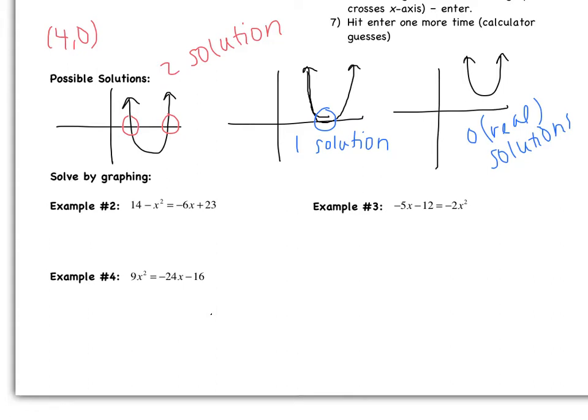Okay, so let's go to example 2 then. So step 1 is make sure that your equation is set equal to 0. So first thing I want to do is add x squared to both sides and subtract 14. Okay, so I have 0 equals x squared subtract 6x add 9. Remember that you cannot combine 6x and x squared because they are not like terms. Okay, now that my equation is set equal to 0, I can put it in y equals. So right now, put the equation in y equals, and then hit zoom 6, please.